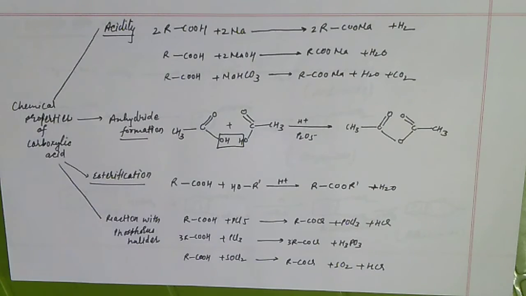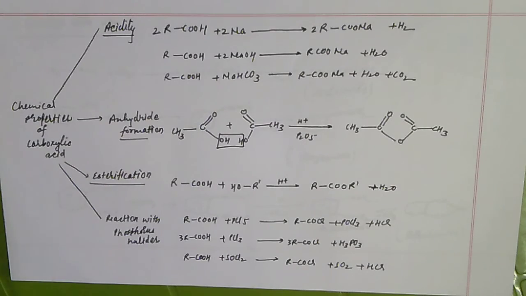The first property is the acidic nature. Carboxylic acid is acidic in nature. Why is it acidic? Because if you treat it with sodium, it will release hydrogen gas and form the salt. If you heat it with the base, it will give the salt and water. If you heat it with the bicarbonate, again it will give the salt and water. Just as an acid releases hydrogen gas on reaction with a metal and gives water on reaction with bases, carboxylic acid does similarly, which is why it is acidic in nature.